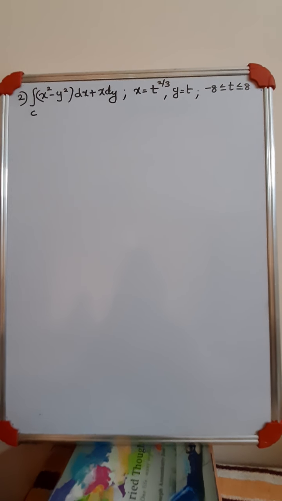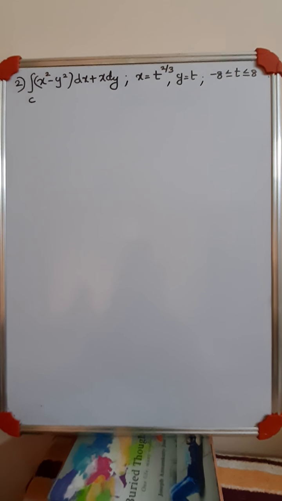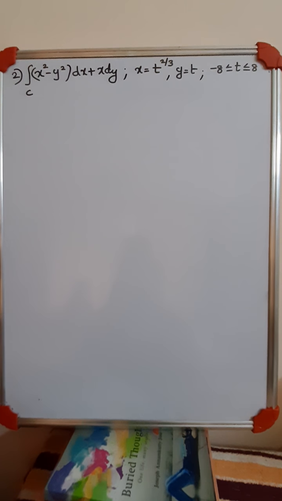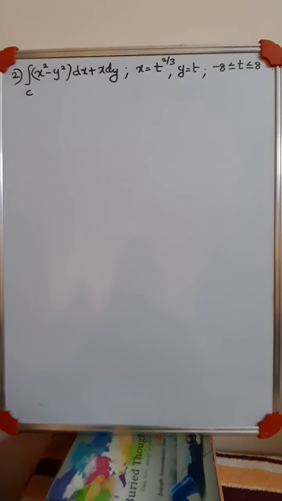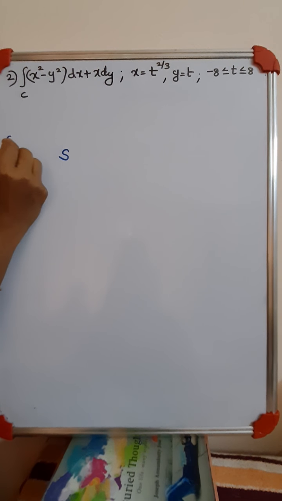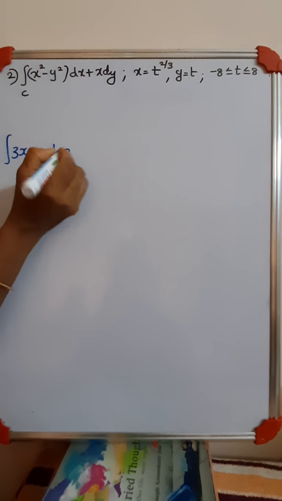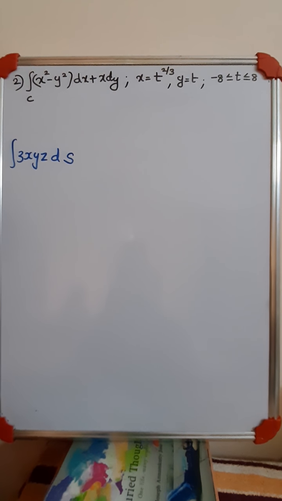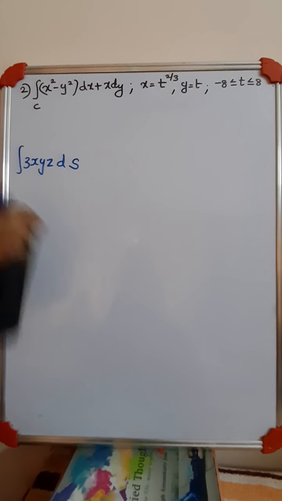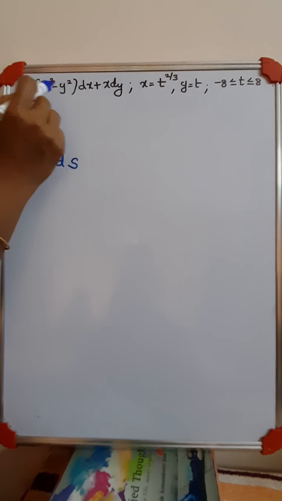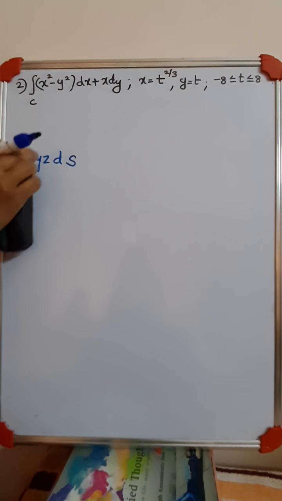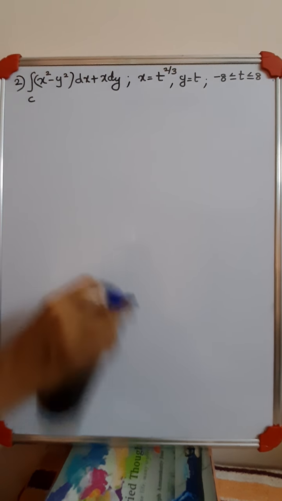Then the second question is integral over C, x square minus y square dx plus x dy. So what is the difference between the first question and the second question? In the previous question, integration was with respect to s. That means integral of 3xyz ds. We have to evaluate the integral using the given values. Now, in this case, we have to integrate this function with respect to x and y.